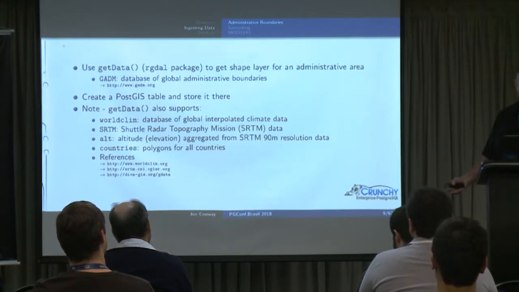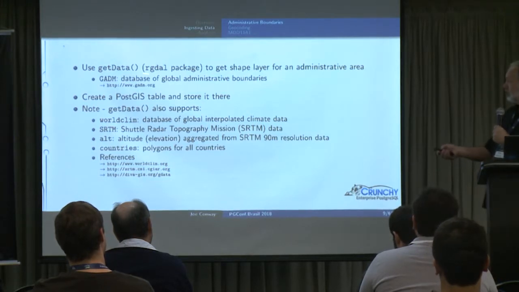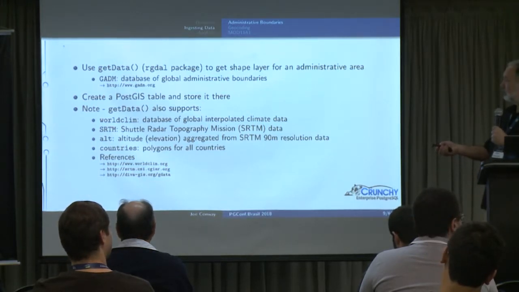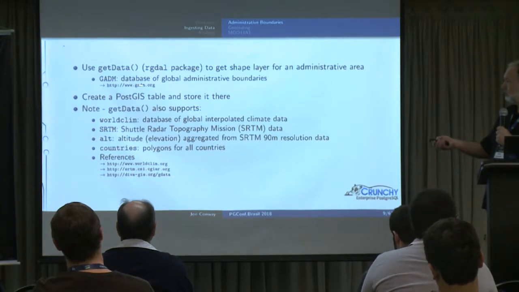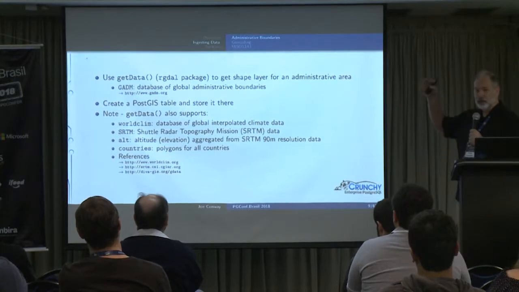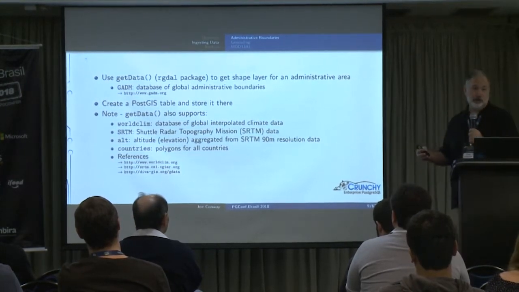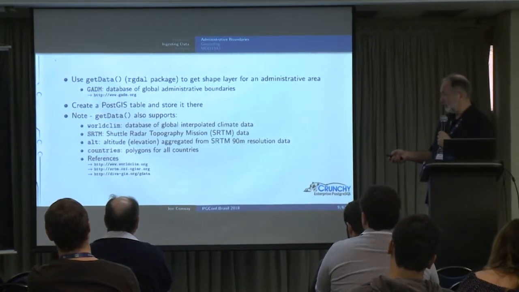Okay, so now we're going to talk about the administrative boundaries. How do you ingest that data? One of the really useful packages available on CRAN is the rgdal package, and it has a function called getData. And getData will go out to something called GADM, which is a database of global administrative boundaries. The link is here on the slides. It will actually pull down the administrative boundaries that you ask for right into your R session. So it's actually pretty cool.